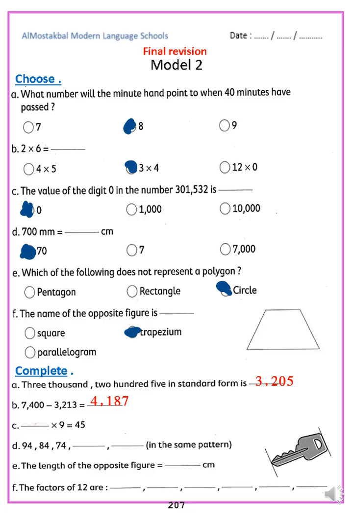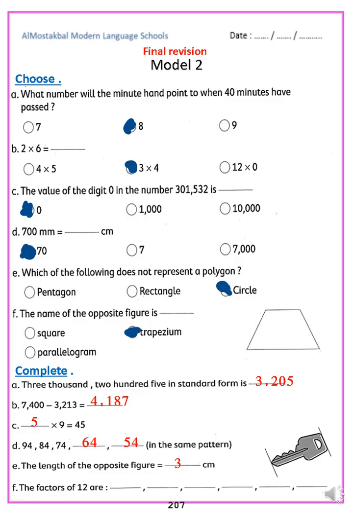Blank times 9 equals 45. 5 times 9. 94, 84, 74, and the same pattern. Subtract 10 in each step. 64, 54.